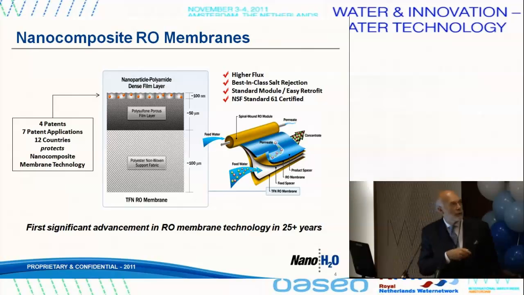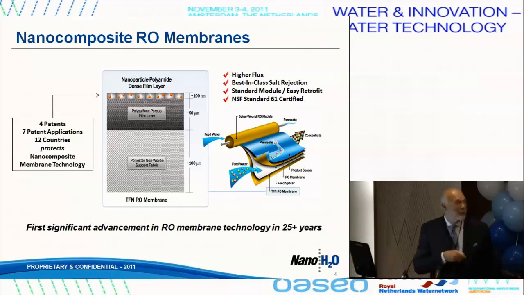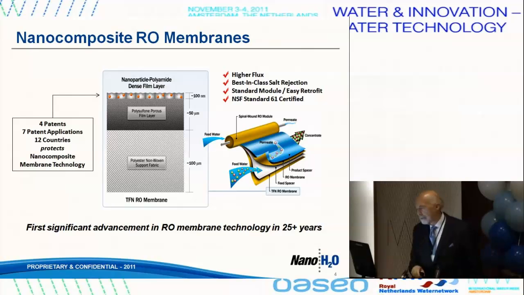And one of the topics here is not only is it a higher flux membrane, but we've learned enough about the nanomaterials here in this top layer that we can actually increase salt rejection. Okay, and I'll talk a little bit more later about how that affects the membrane, or really the customer producing better water. Still standard module, and this is certified in the United States by the key agency that does certification for potable water for health standards.